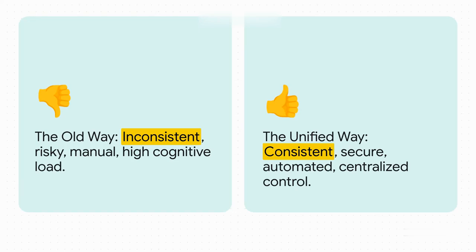When it comes to CI/CD, you're pretty much living in one of two worlds. On the left, you've got the old way: messy, inconsistent pipelines for every cloud. It's risky, it's way too manual, and it just puts a huge mental strain on your team. But on the right, well, that's where we want to be. A single, unified pipeline that gives you consistency, security, and awesome automated control over every single thing you deploy.